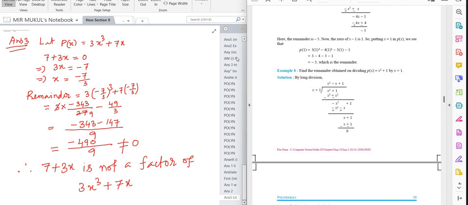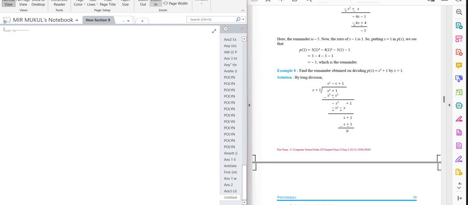Now example number 8. So here, by long division, we have to find the remainder obtained by dividing p(x) by x plus 1. Okay, if you do not use the remainder theorem, then how will you find it? You have to divide to find the remainder.